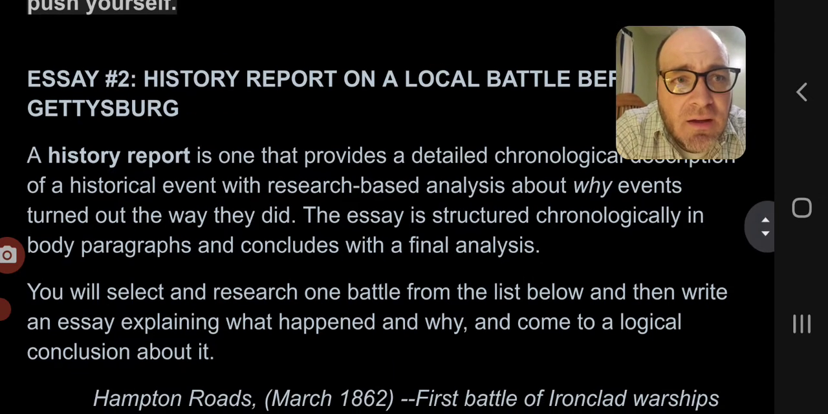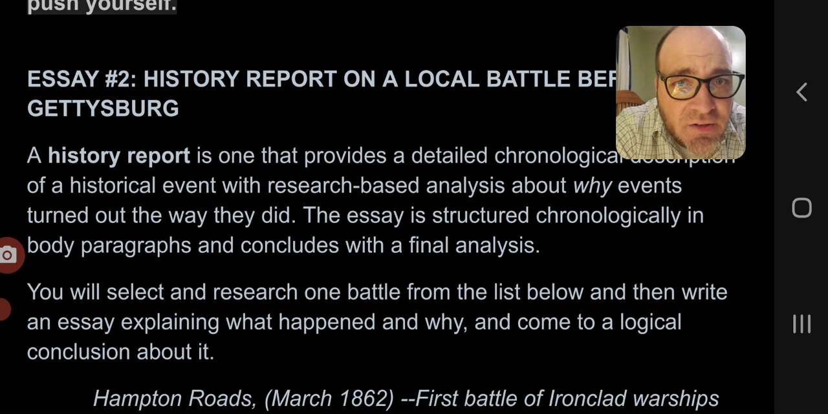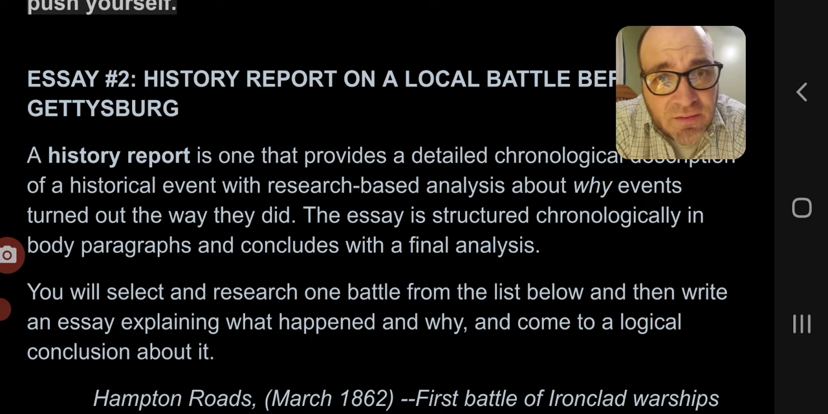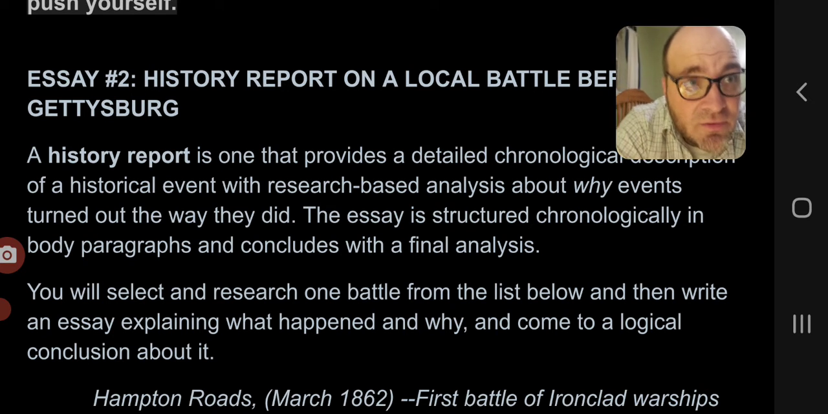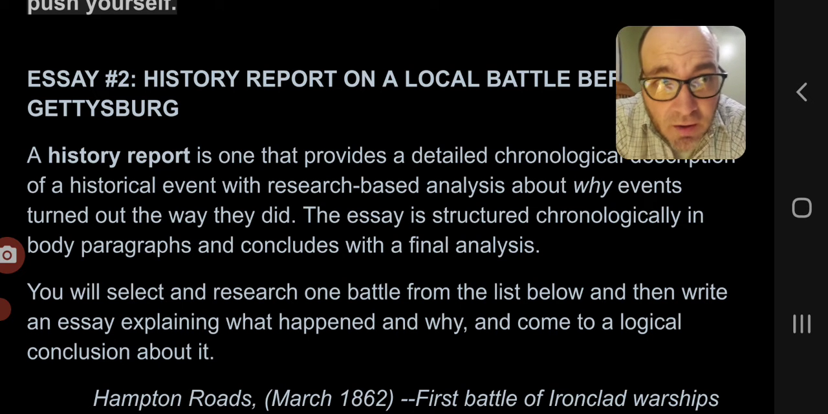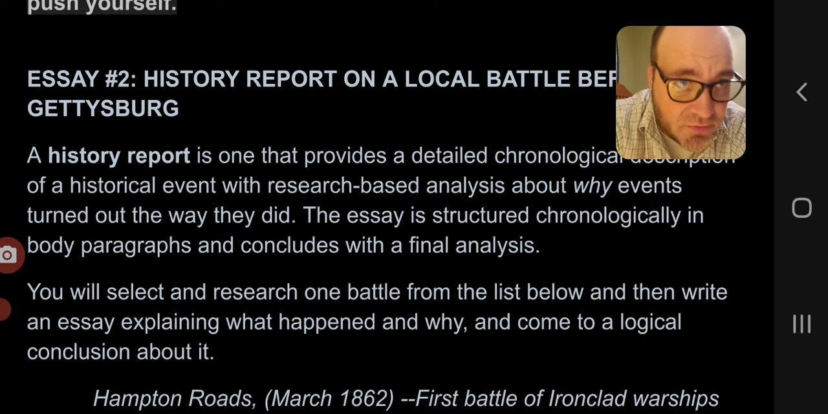So the essay is structured chronologically in body paragraphs and concludes with a final analysis. There's a couple of different ways to structure your body paragraphs in this essay. The easiest way is to try and prioritize events like cause and effect. What happened and what was the effect?